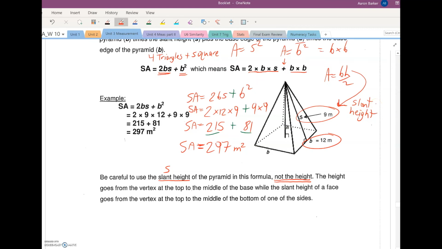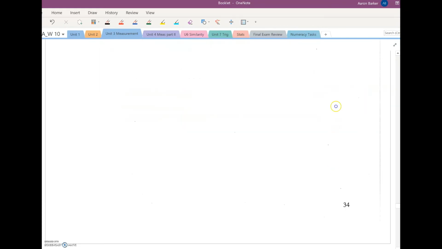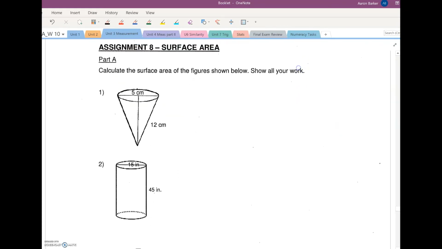So use your formula, substitute in, get your 2 numbers you have to add, and then you can go and get your final answer. Let's go over these questions. Okay, so from this one here, use your formula.